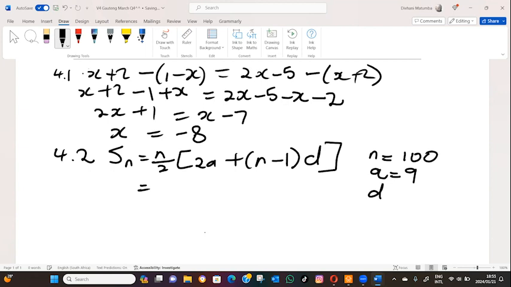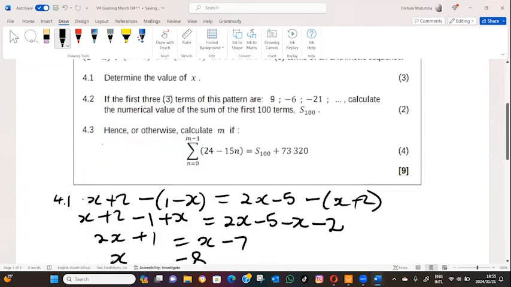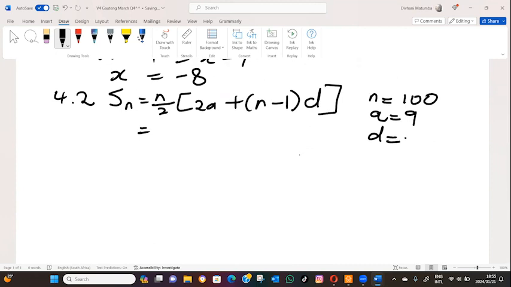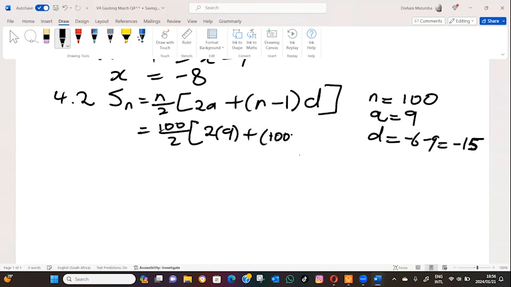And the difference will be, if you subtract, minus 6 minus 9. It is equal to, these are like terms, minus 15. Now, guys, don't use your heads all the time. Where you can use a calculator, please do so that you don't get confused. All right. So we have 100 over 2 into 2 times 9 plus your n is 100 minus 1 times the difference, which is minus 15. Okay, put it in brackets.